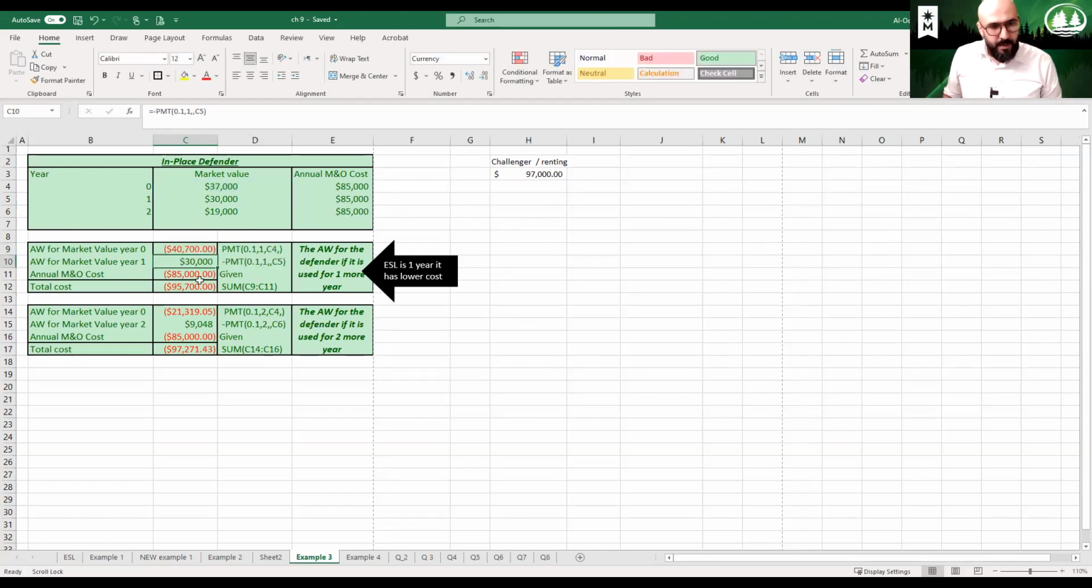The annual worth for the 37,000 would be 40,000. And now the annual worth for the 30,000 is PMT, 10%, 1 year, and the 30,000, and the annual maintenance cost is 85,000. Adding these together would be 95,700. So keep an eye on the challenger right there. Which one is cheaper, paying 95,000 or paying 97,000? Of course, 95,000 is cheaper. So we keep it for the first year.